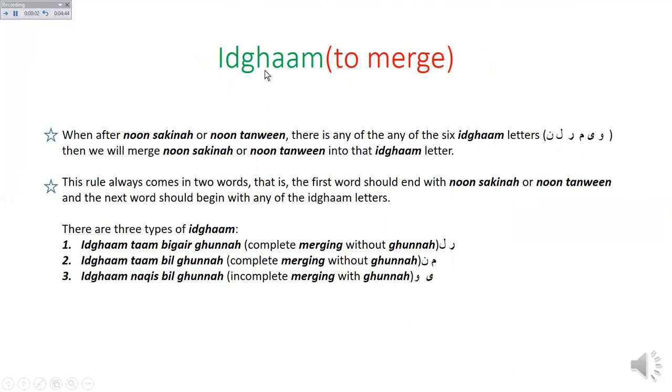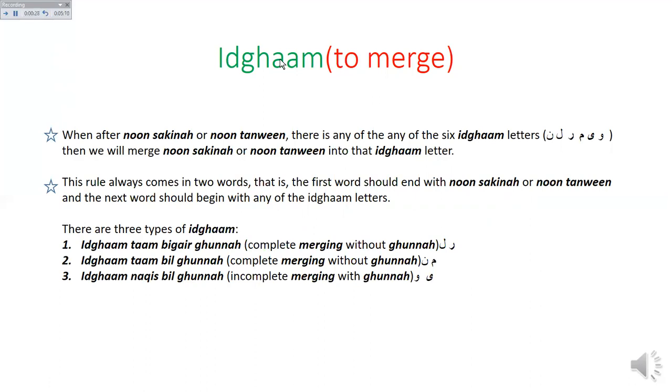Whenever after Noon Sakina or Noon Tanween, there is any of the 6 Idgham letters. What are the 6 Idgham letters? Waw, Ya, Meem, Ra, Lam, and Noon. They are also separated in 3 different groups, which are 3 types of Idgham. 3 types of Idgham are Idgham Tam Bighair Gunna, Idgham Tam Bil Gunna, and Idgham Nakis Bil Gunna.